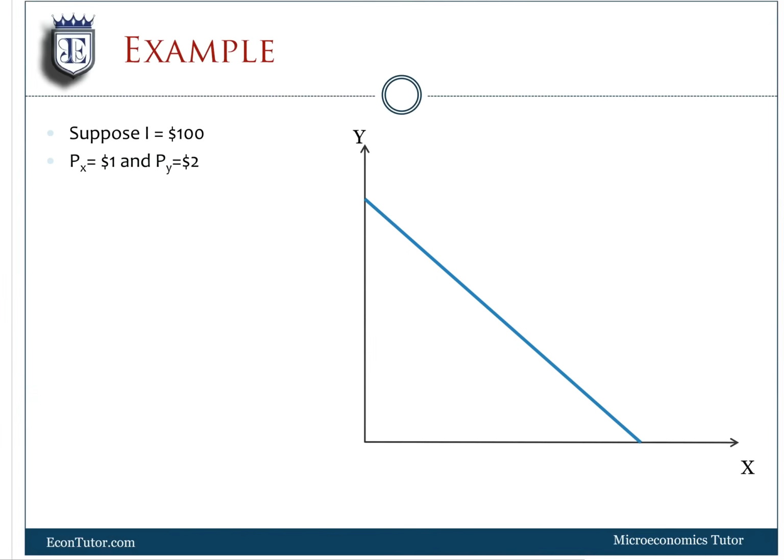Let's do a quick example. I'm just plotting out what the numbers are saying. The slope here is going to be negative px over py, so that's just negative 1/2. My x-intercept is going to be 100 over 1, right? So the most I can buy of good x, if I put all my money in good x, is 100 units of x. What's the most I can buy of good y? Well, if I put all my money in good y, that gives me 50. So that's how you plot this out.